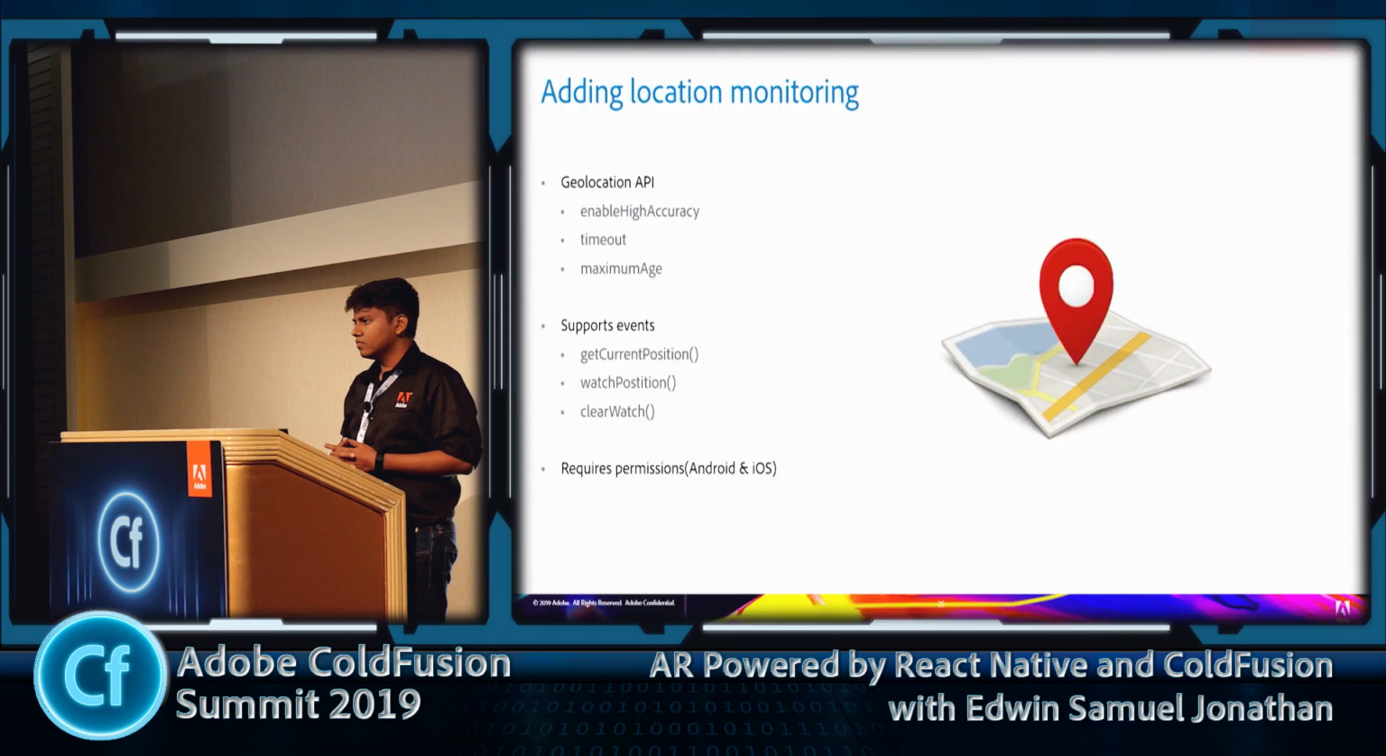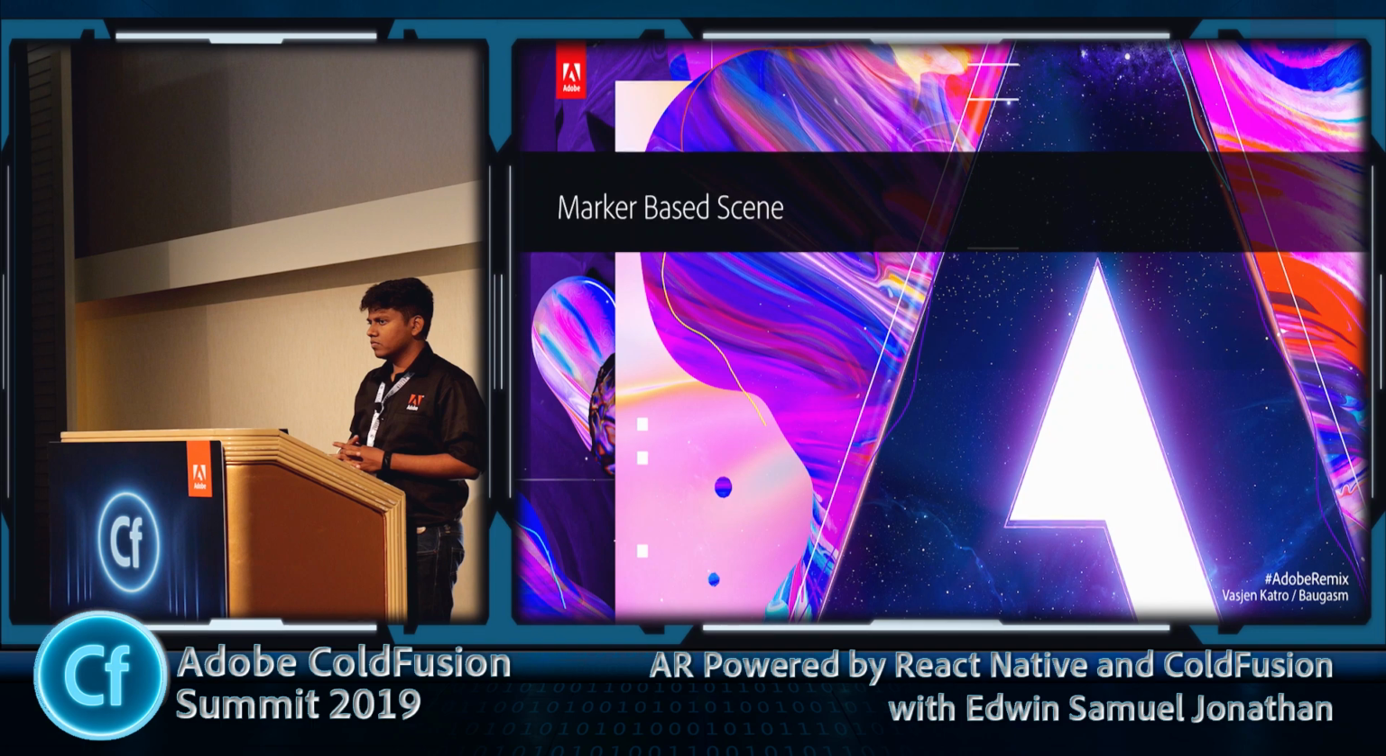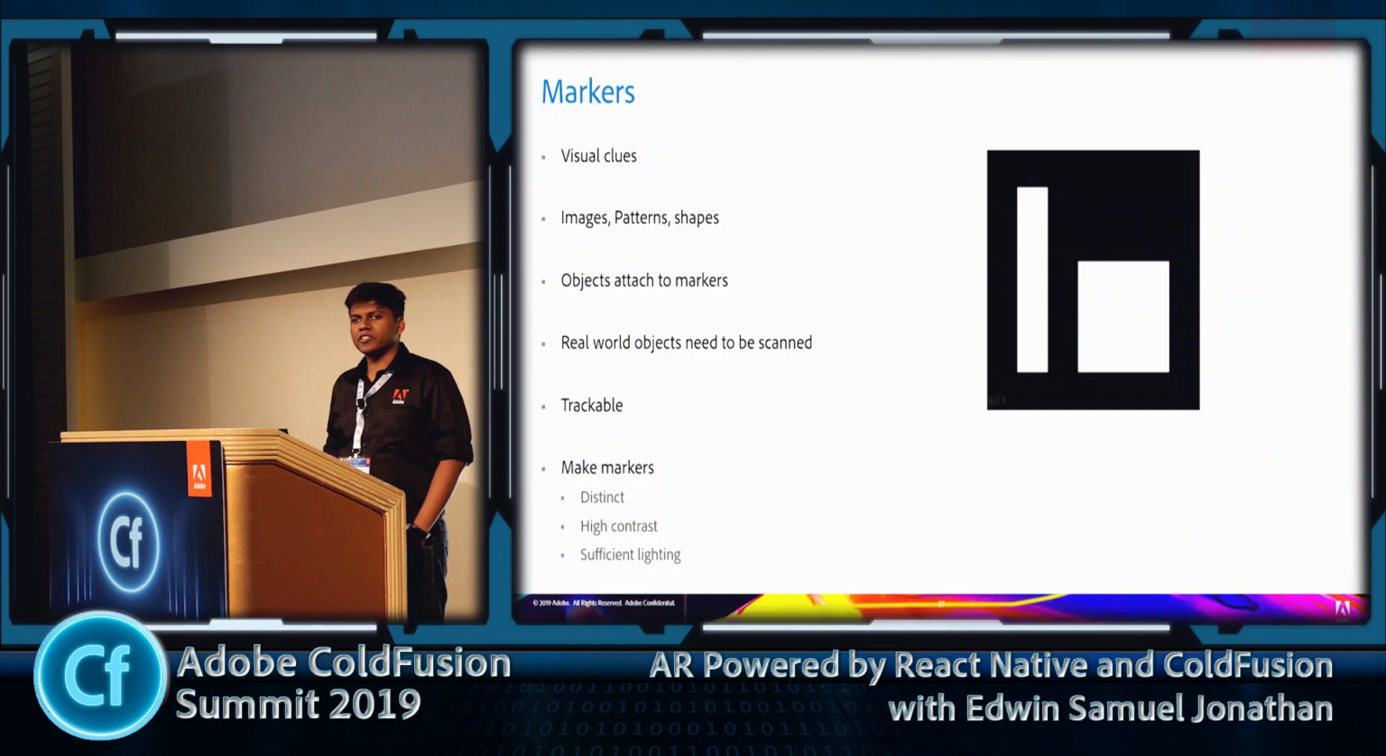So the second type of scene we're going to be looking at is the marker-based scene, like we saw in the demo. Before we understand marker-based scene, we actually need to understand what markers are. Markers are some sort of visual clues the tracking engine will be searching for and scanning the environment. It can be something as simple as an image, it could be shapes like rectangles, triangles, etc., or it could be some sort of pattern. Once your tracking engine identifies these particular markers, the objects within the markers are going to be attached to it, or the right word to use is anchored.